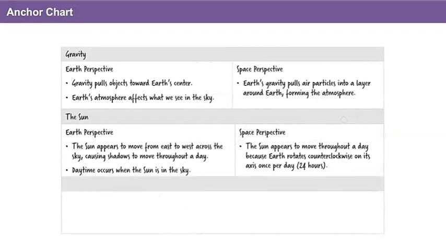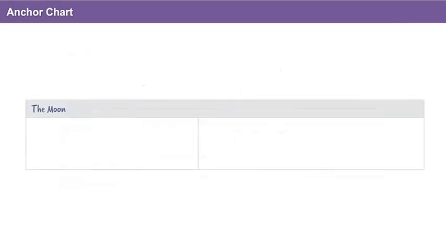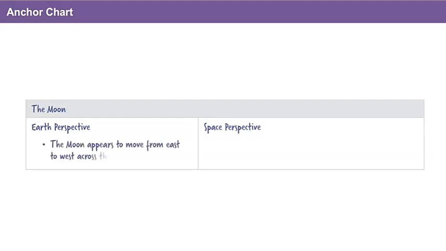We need to add our new knowledge about the moon to our anchor chart. We have already learned so much about gravity and the sun. Now let's add a moon section to our chart. Just like we did in our other sections, we will add our new knowledge from both the Earth perspective and the space perspective. So what can we add under the Earth perspective? How about the moon appears to move from east to west across the sky?